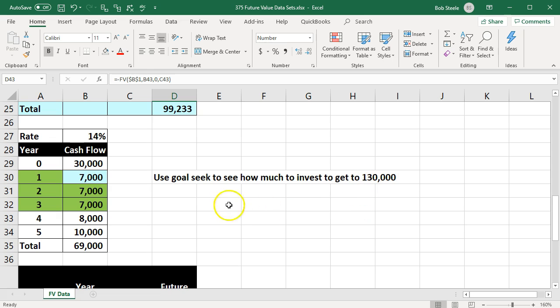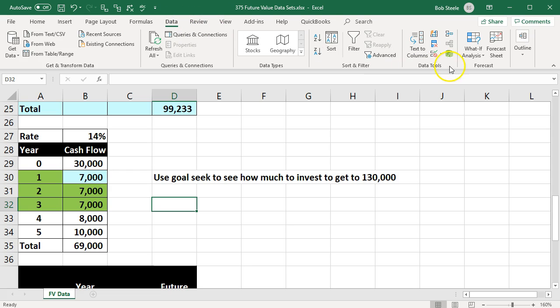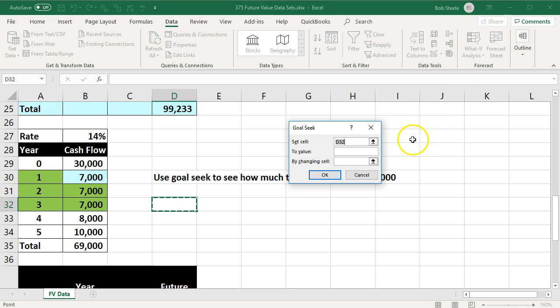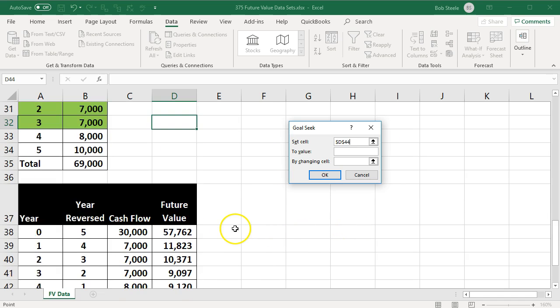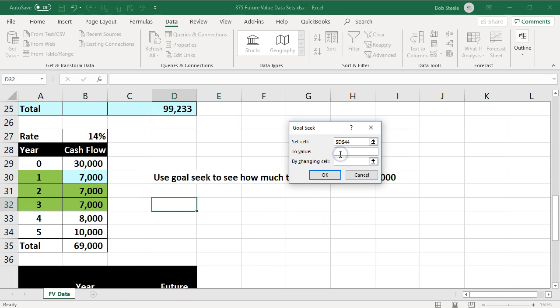We're going to say, all right, goal seek this. We're going to put our cursor here. We're going to go to the data tab. We're going to go to the forecast section. We're going to go to the what if analysis, goal seek. And we're going to tell Excel, hey, we'd like you to set this to be 130,000 by changing that cell.